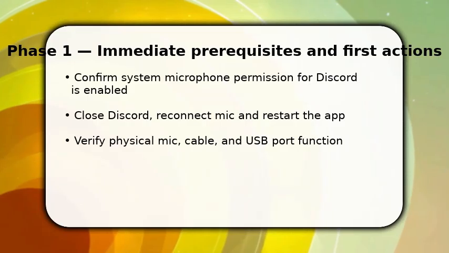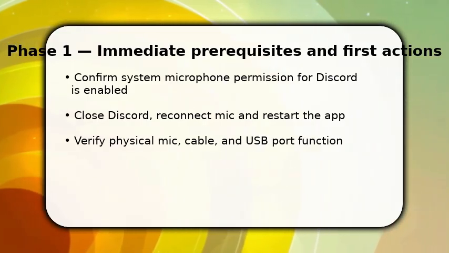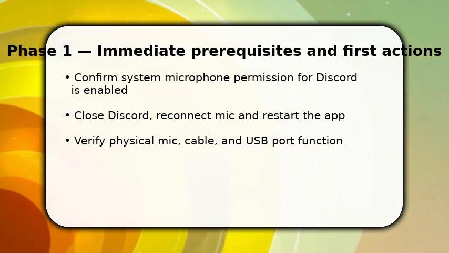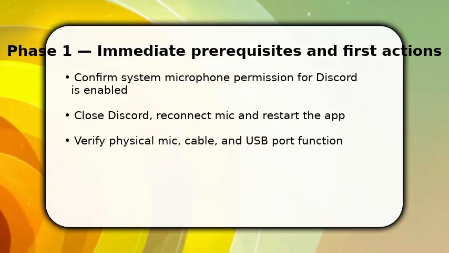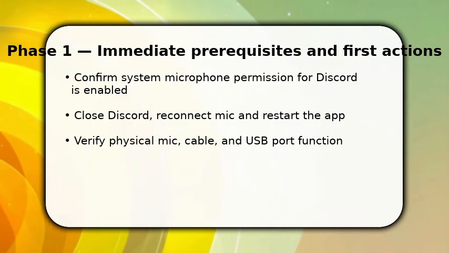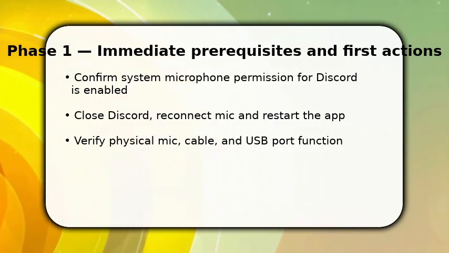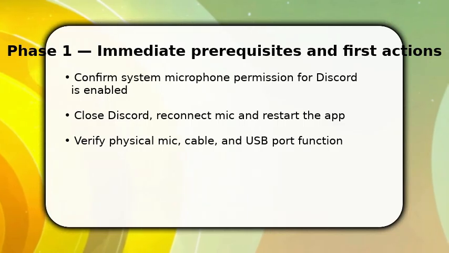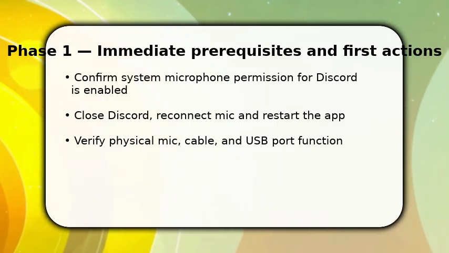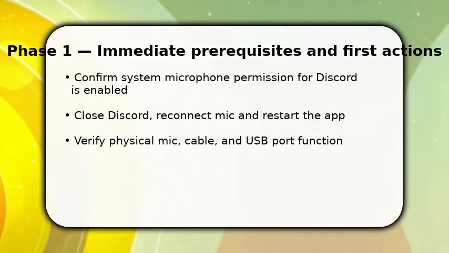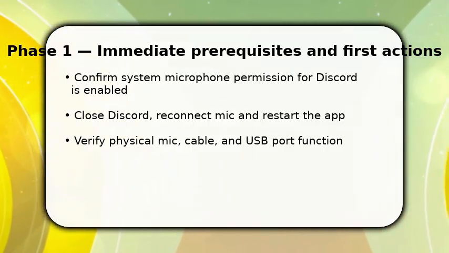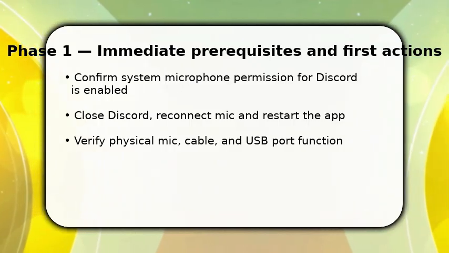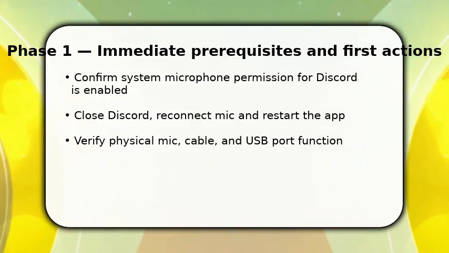You start by confirming system-level permissions so the app can see audio. Open your OS privacy or permission settings and enable microphone for Discord. This allows capture. Once done, quit Discord fully and plug the mic into a known working port. This rules out hardware faults. Make sure your headset or USB adapter is detected by the system. If not, try another cable or port. These steps establish a reliable baseline before changing app settings.